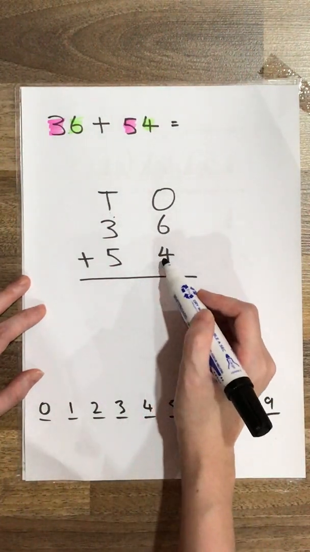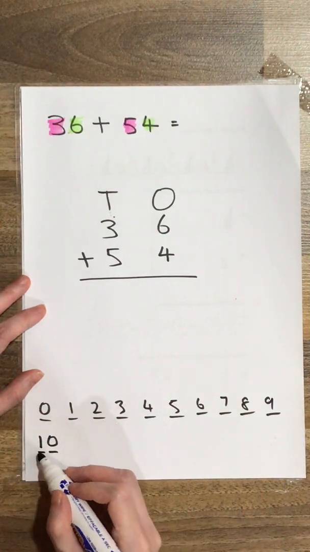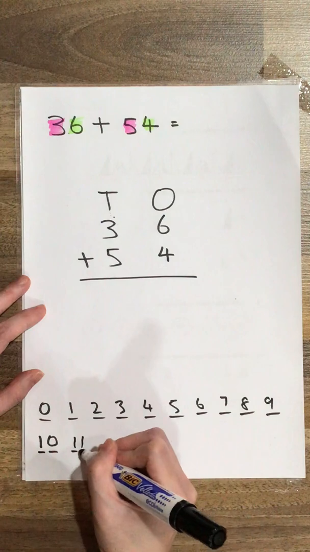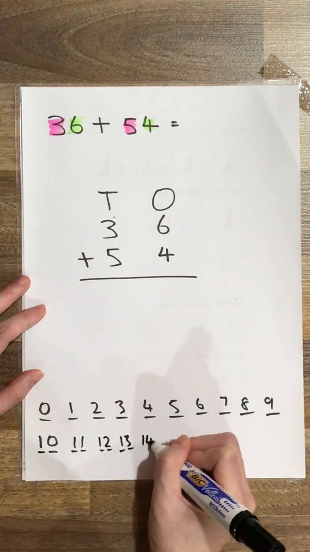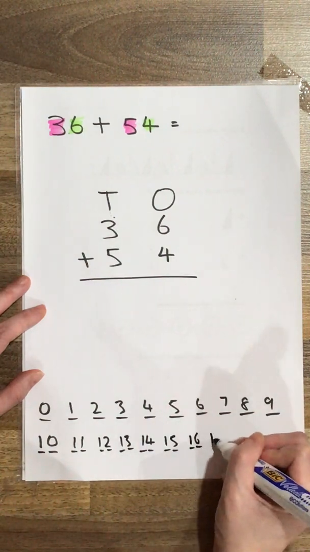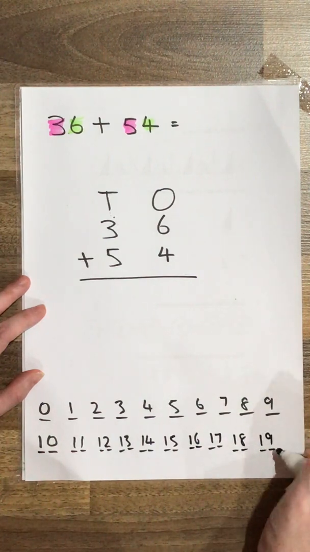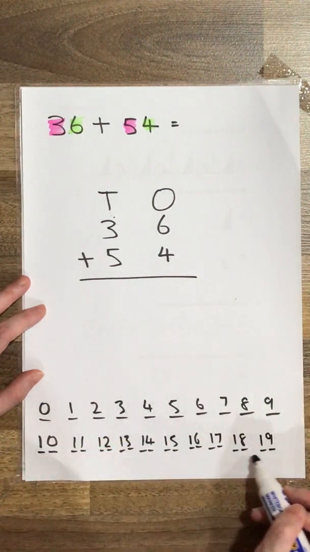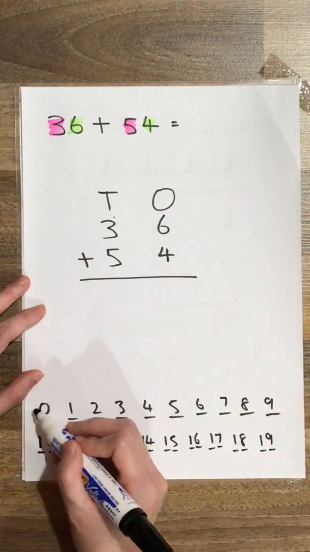Okay, but 6 plus 4 is 10. 10 is 2 digits. Can you see 1, 2? 11 is also 2 digit. 12, 13, 14, 15, 16, 17, 18, 19 are also 2 digit. So all these numbers Mr. O will not let into his house. Only numbers with 1 digit.